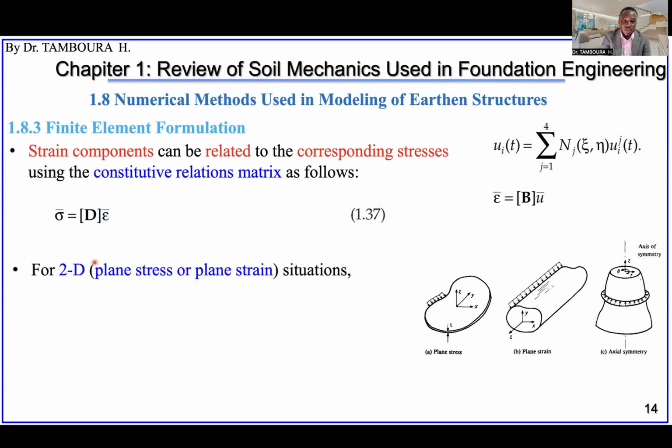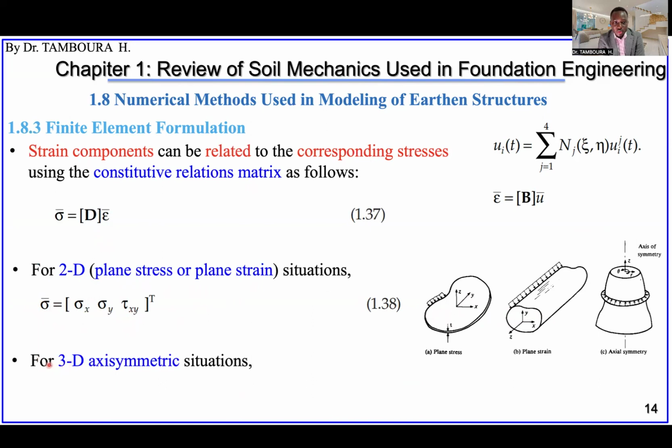Okay, this is for 2D plane strain or plane stress. Again, for these two situations, we have something like this. This is the stress. For the 3D situation, in this case of loading, we have this as the matrix for the stress. 2D, 3D for the stress.